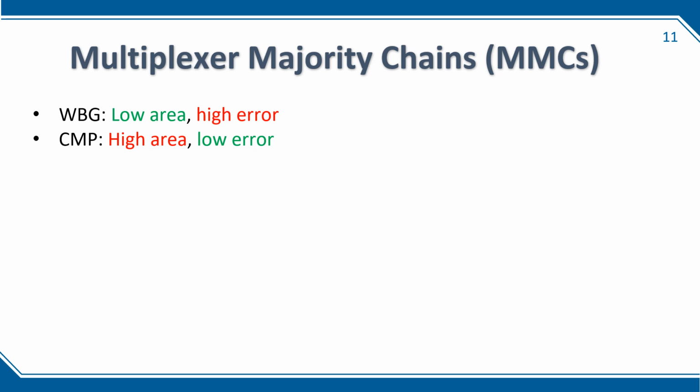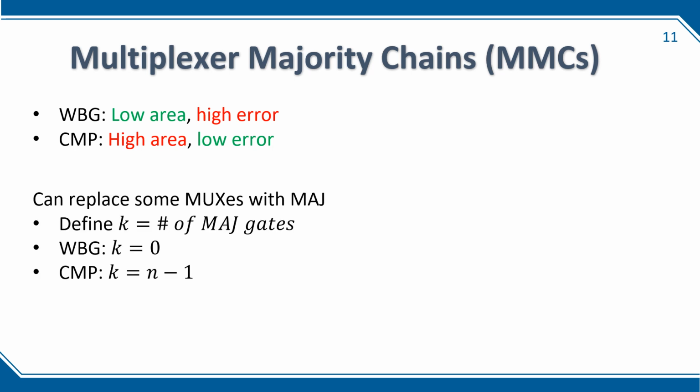This trade-off can be generalized by introducing a parameter k, which specifies the number of mux gates which are replaced with majority gates for an n-bit multiplexer-majority chain, or MMC. Under this MMC model, a WBG has the minimum number of majority gates at k equals 0, while the comparator has the maximum at k equals n-1.